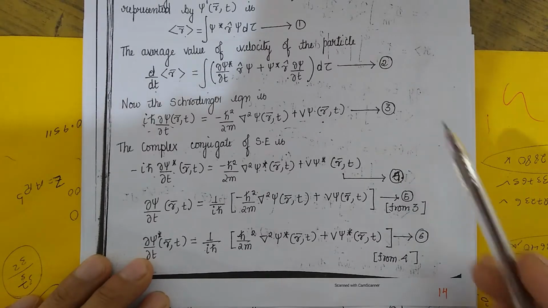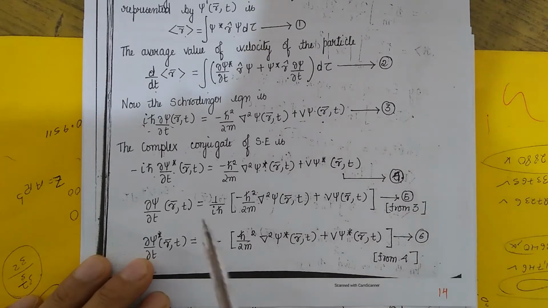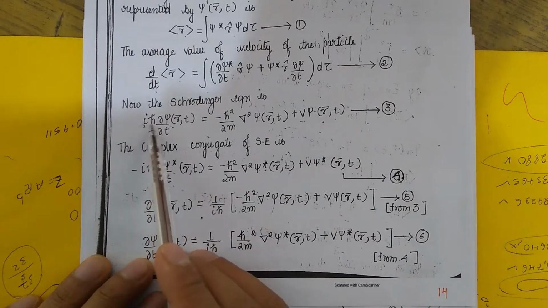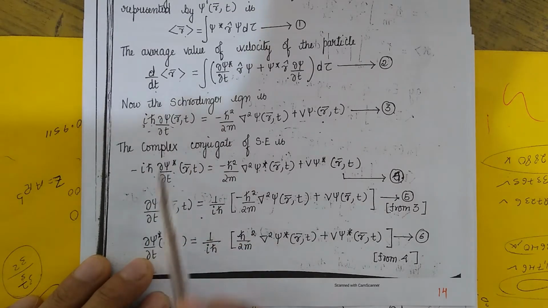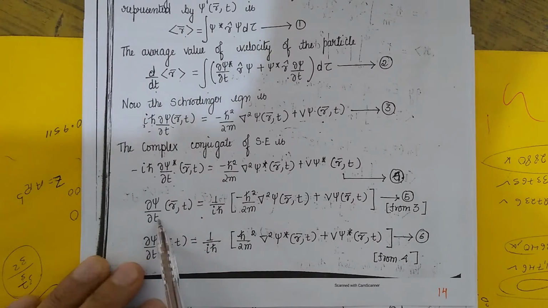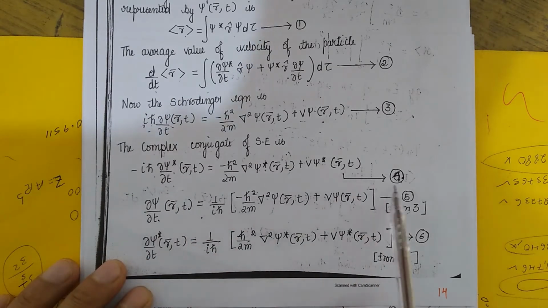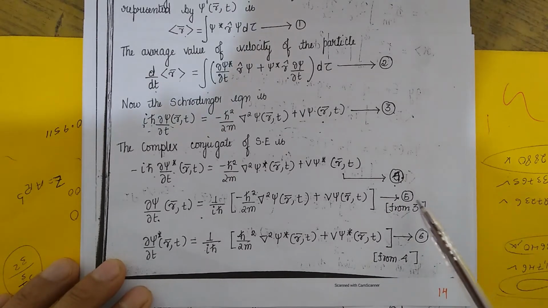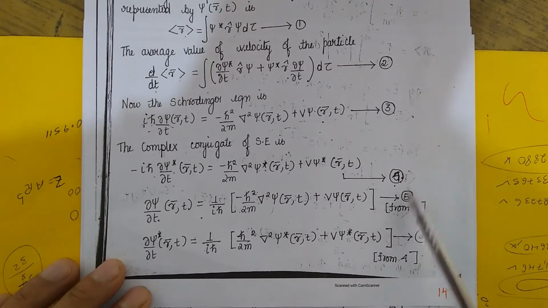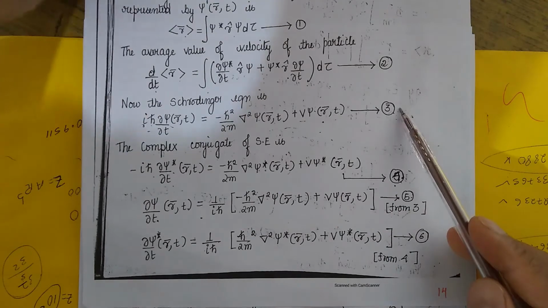So we can rewrite equation 3 in this way, which means iħ will go on the other side, and you will be left with del psi by del t. And similarly, we can arrange equation 4 in this way, which will give you equation 6. So we are getting equation 5 from 3 and equation 6 from 4 by rearranging equations 3 and 4.